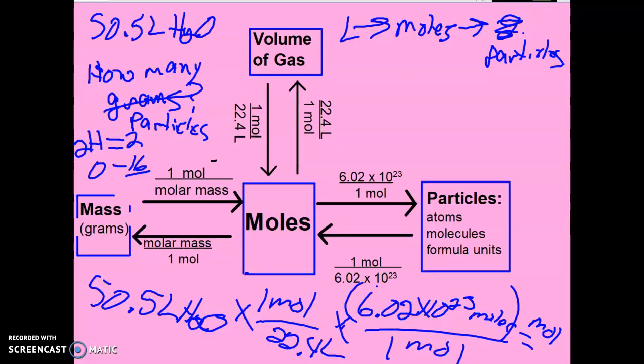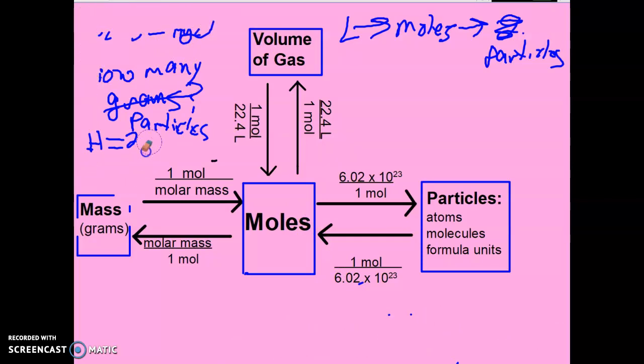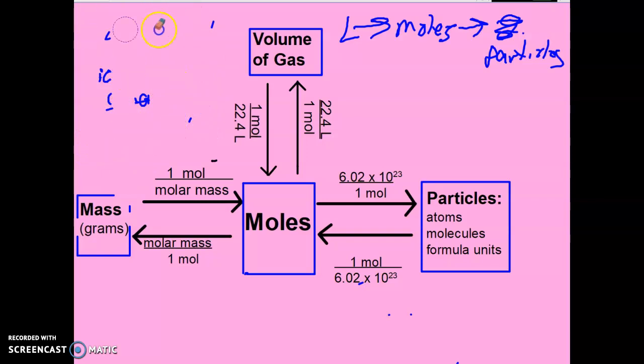Let's do some that are maybe a little bit more complicated. Let's say I want to do a 2-step problem, because we're cool like that. We're ready for 2-step problems. Hitting the big time, getting all of our conversion factors in here.